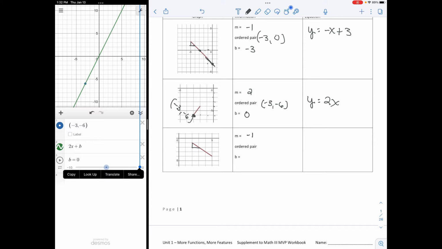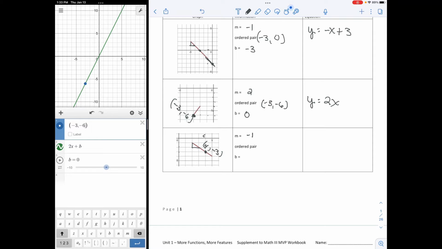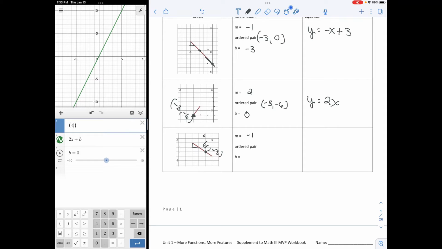If we choose an ordered pair, and you may have chosen a different ordered pair than I did, and that's okay. My ordered pair is going to be 4 and, 1, 2, 3, 4 and -3. So my ordered pair is 4, -3.